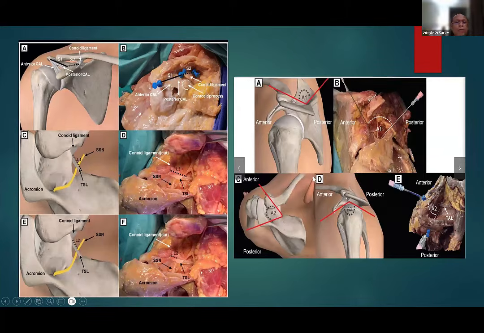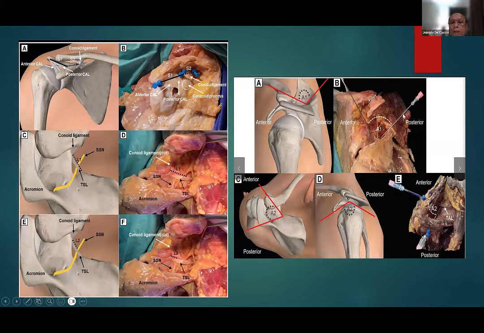Then these are different approaches that you can see here. You will notice the posterior coracoacromial ligament, the anterior coracoacromial ligament right here, the conoid ligament, and then you can see the relationship of the nerve to this ligament, how it emerges and passes under the transverse scapular ligament. Very interesting how it all emerges right here.